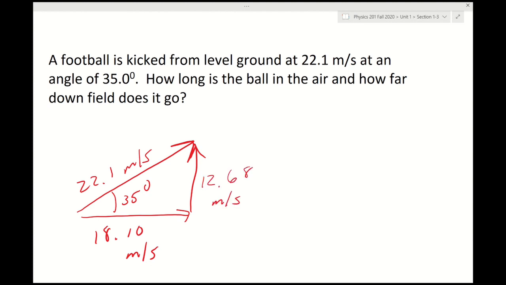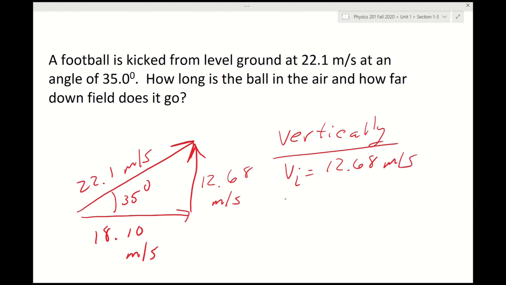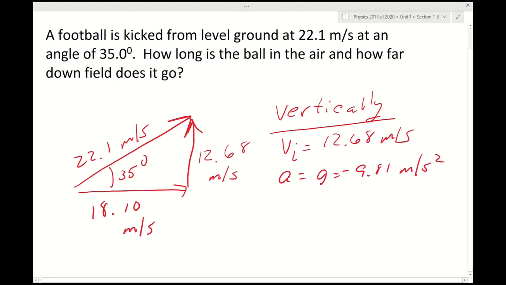So vertically, we know that the initial velocity going up is 12.68. We know that the acceleration due to gravity is negative 9.81. There are multiple ways that this can be handled. The way that I typically look at it is, let's just find out how long it takes to go to the top. Because if you think about how this ball is going to travel, it's going to go up and then come back down. It's a parabola. It's that projectile motion again.